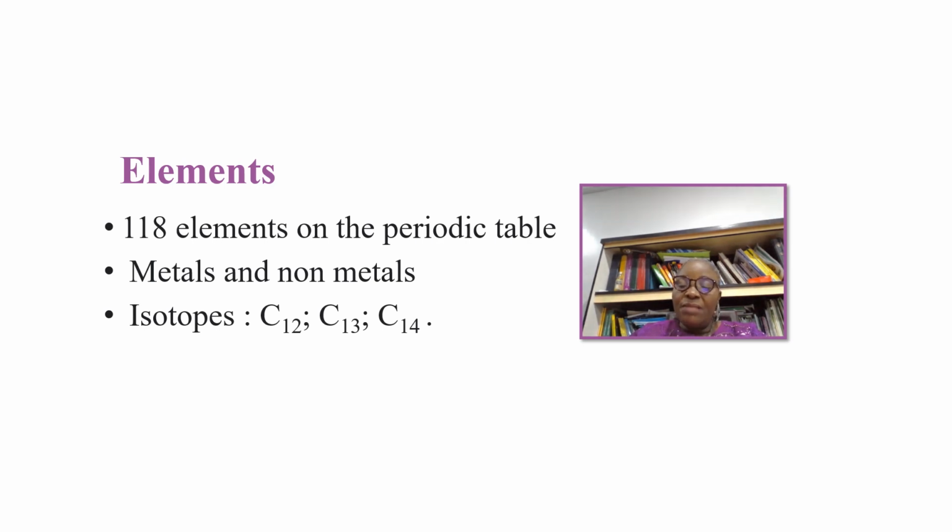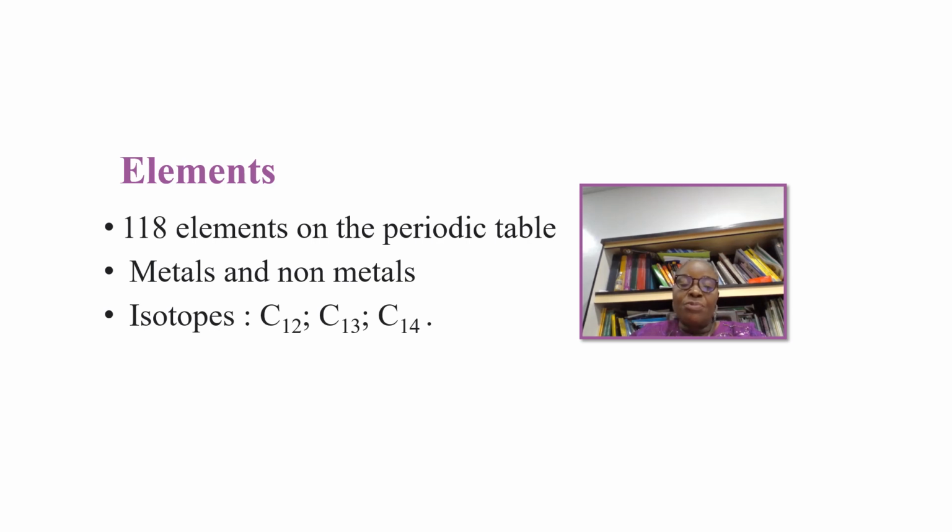Each chemical element is distinguished by the number of protons in the nuclei of that element, known as the atomic number. I've said that earlier. For oxygen, it has an atomic number of 8, meaning that each oxygen atom has 8 protons in its nucleus. There are about 118 elements on the periodic table.